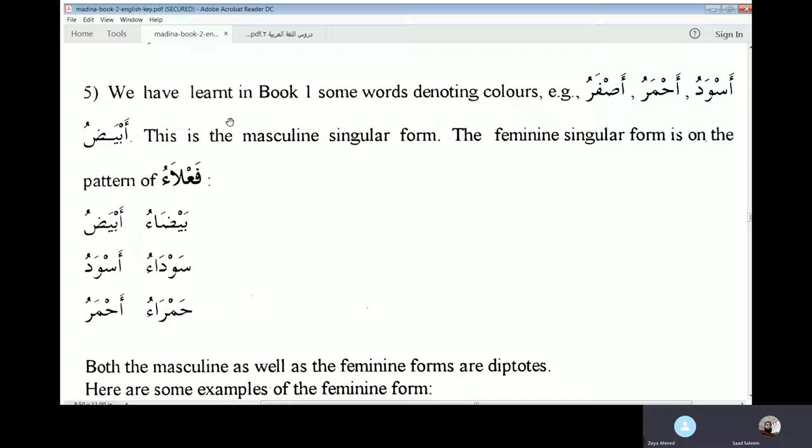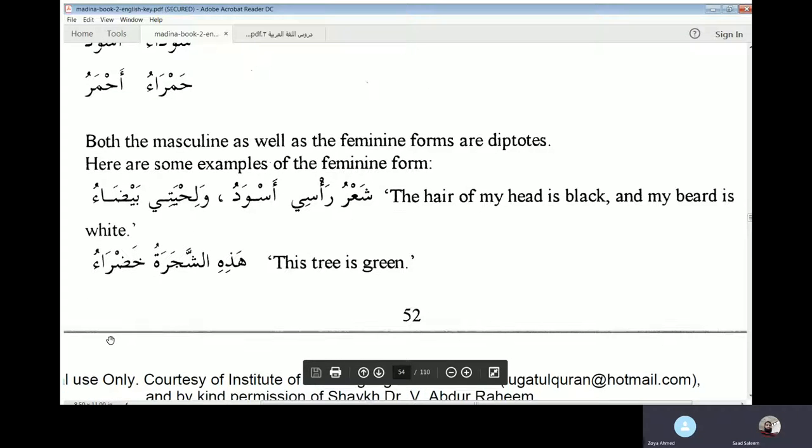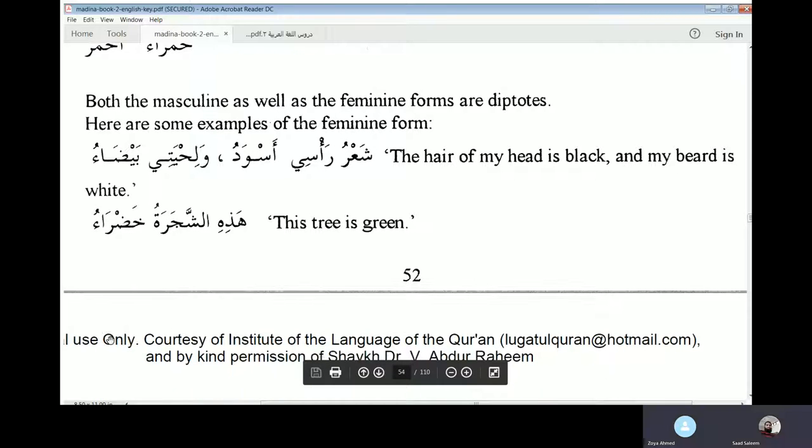We have learned in Book One some words denoting color. Aswadu, ahmaru, asfaru, abyadu. This is the masculine singular form. The feminine singular form is on the pattern of fa'la'u: بيضاء، سوداء، حمراء. Both the masculine and the feminine forms are mamnu' min as-sarf, which we call diptotes in English.